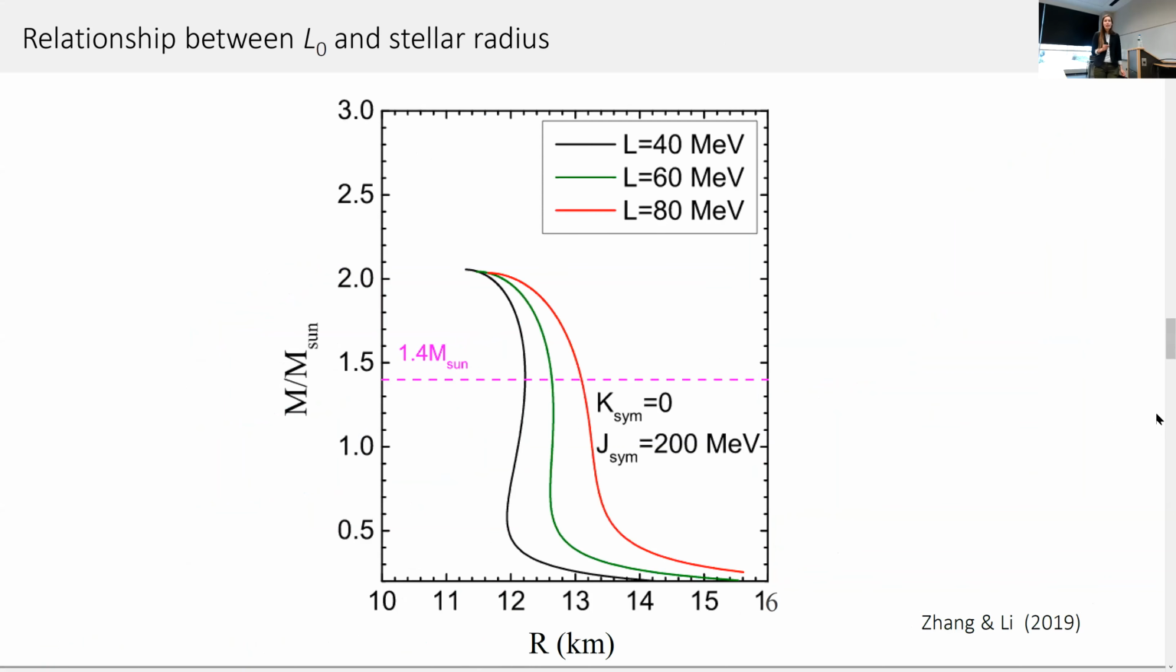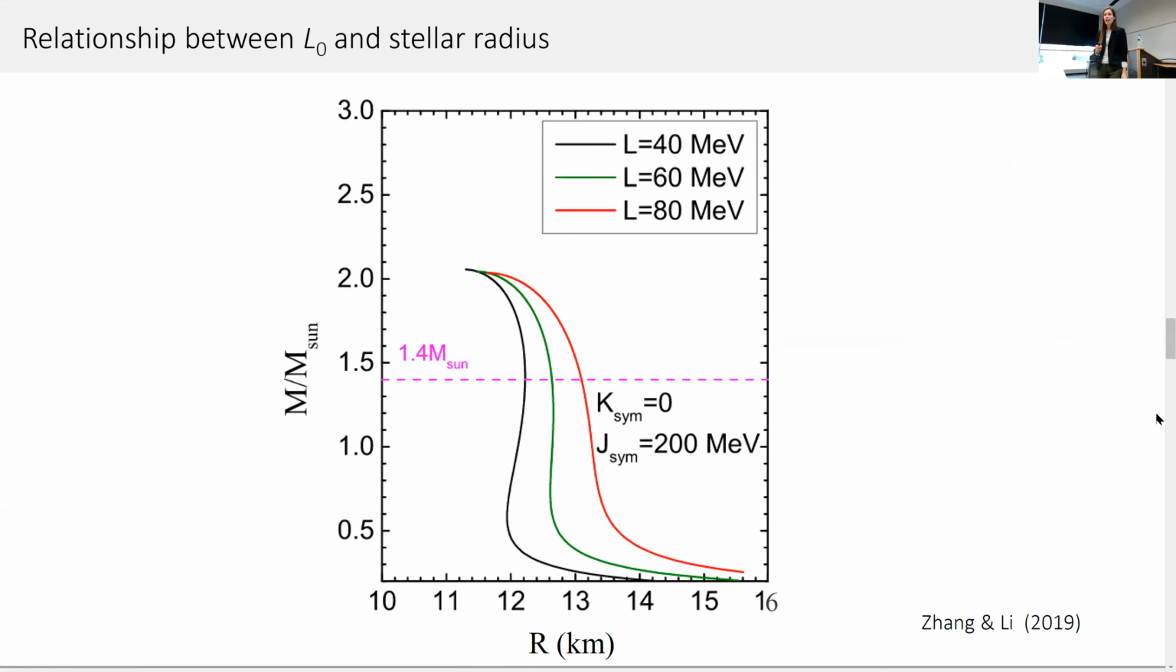I'm focusing in particular on the parameter L, because there has been a long-standing knowledge in this field for probably 20 or so years that this slope parameter of the symmetry energy L tends to correlate very strongly with the neutron star radius. And this is just a recent paper showing this, where you can see that smaller values of L tend to correlate with smaller neutron star radii, and larger values of L correlate with larger neutron star radii.